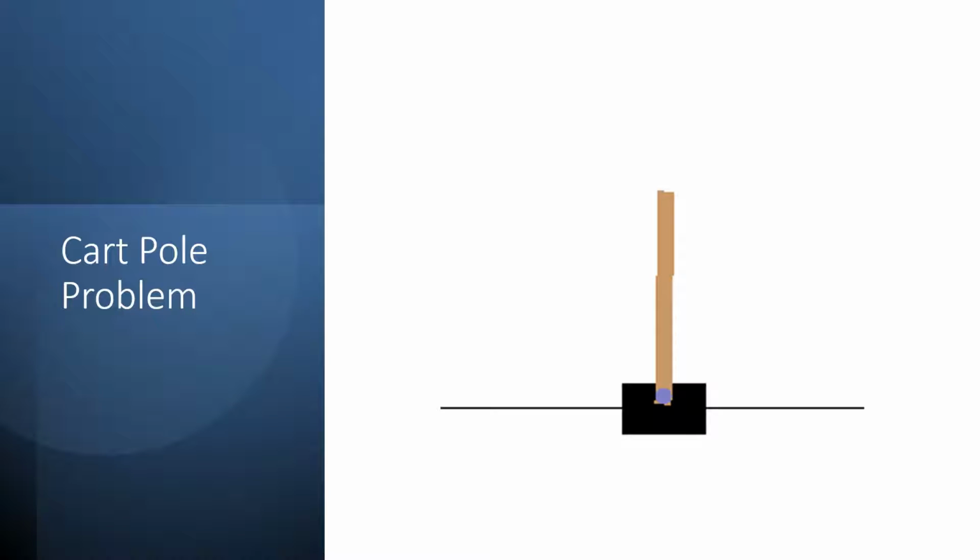Cart pole problem. In this environment, our agent is a cart on which there is a pole attached at a joint. The cart slides on a frictionless surface, and the agent should be able to balance the pole. The cart can only go left and right. There are two main differences between the cart pole and the taxi problem in terms of mathematics.